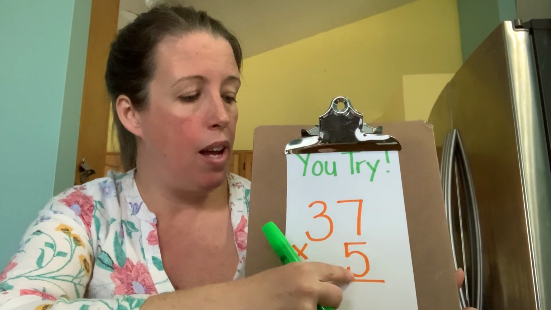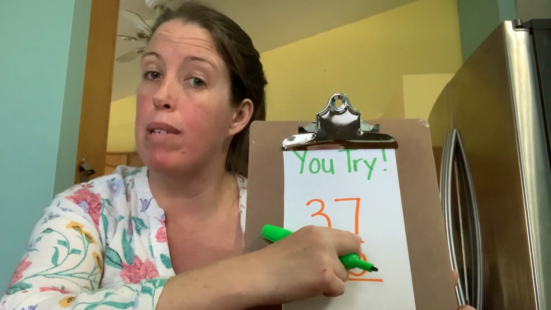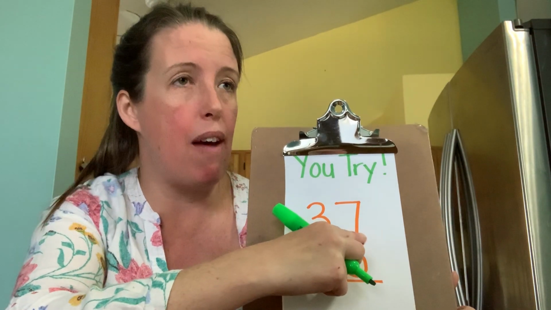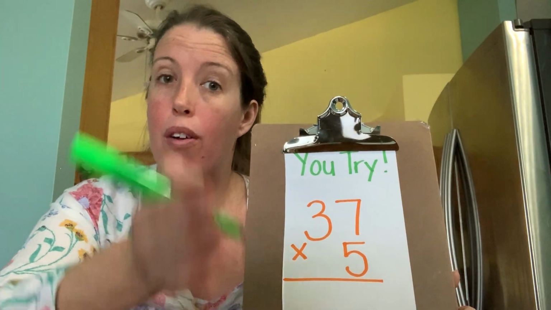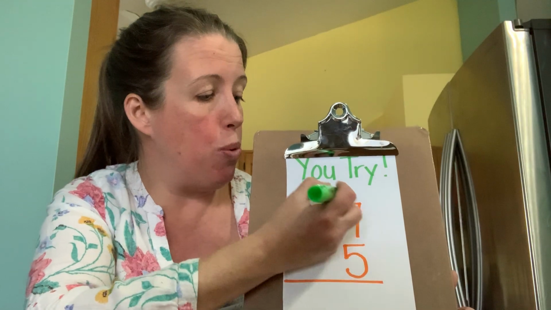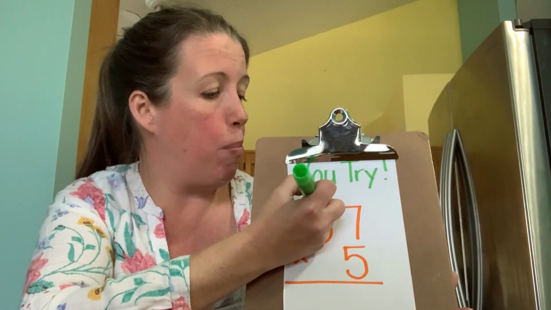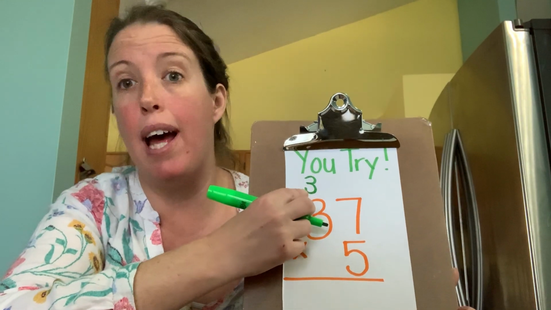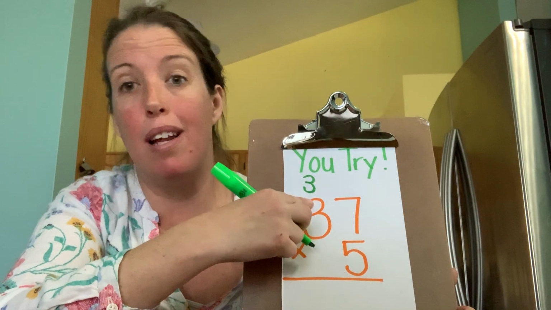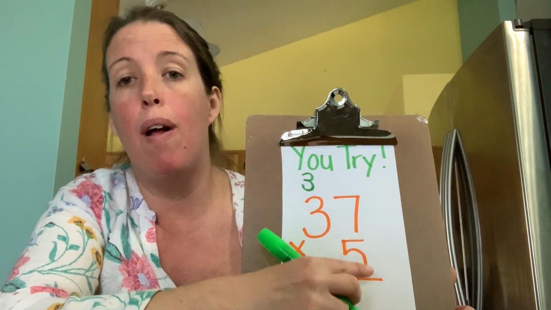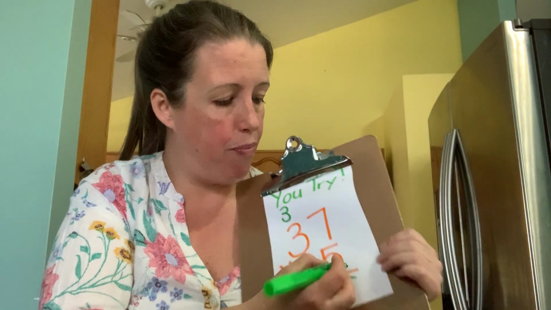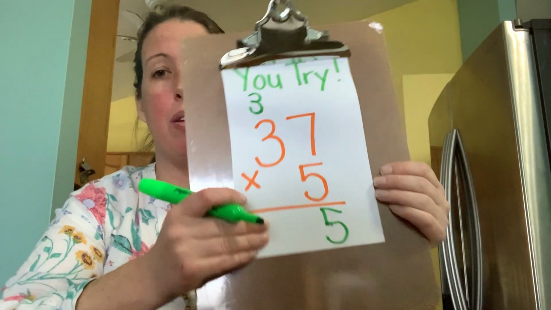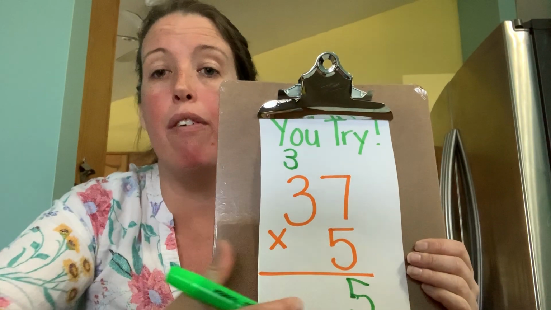Watch. I have 5 ones times 7 ones. 5 times 7 is 35. That's a double-digit number, 35. So I'm going to regroup the 30, but I don't put the 30, I just put the 3 tens, 3 in my tens place. It has a value of 30, but I put my 3, and then my 5 is here. So that shows my 35.